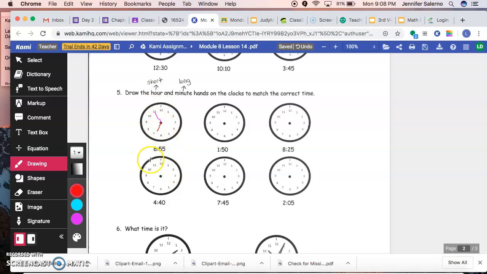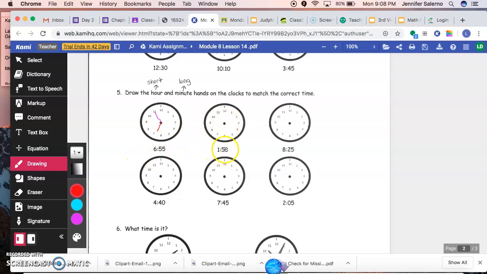And again, look at, even though I did it in 2 different colors, my hour hand is shorter, my minute hand is longer, okay? I'm going to do one more. So now I'm going to do 1:50. So I will, for this one, start with my hour because I'm already on the color.